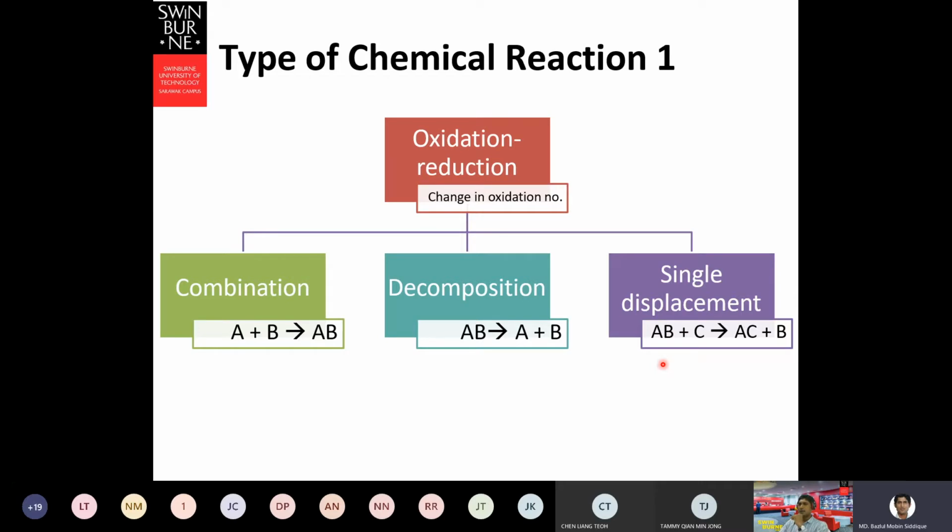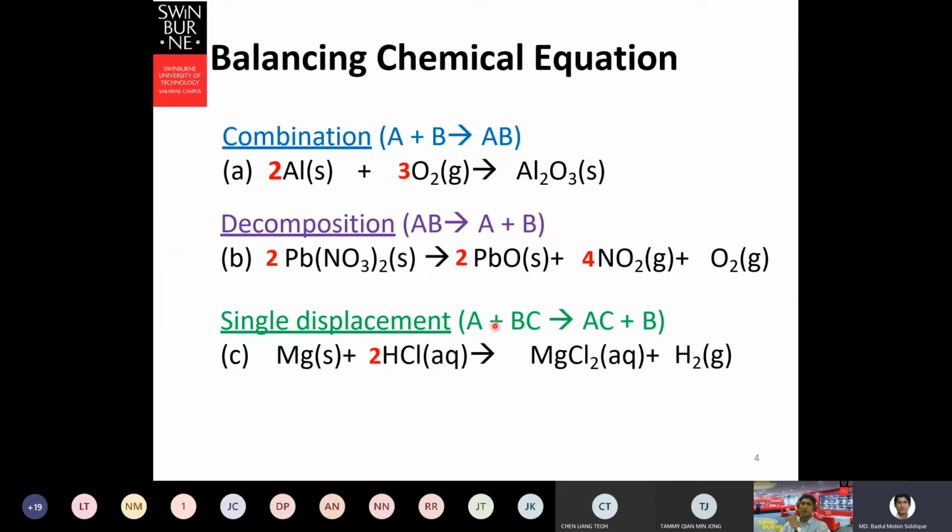All right. So now let's see more examples of these different types of reactions, combination reactions. Like in this case, aluminium and oxygen, right? Aluminium and oxygen combine together and produce aluminium oxide.